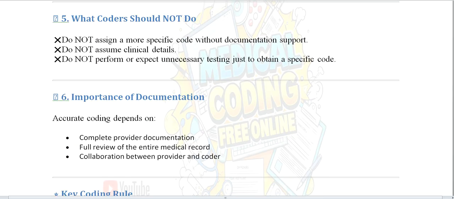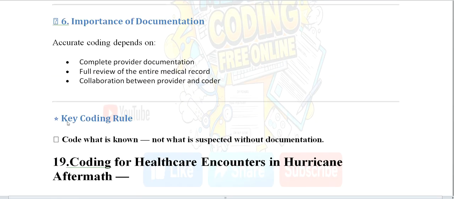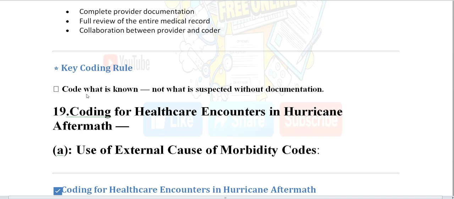So, the importance of documentation. Accurate coding depends on complete provider documentation, full review of the entire medical record, and collaboration between provider and coder. So, the key coding rule: code what is known, not what is suspected without documentation.